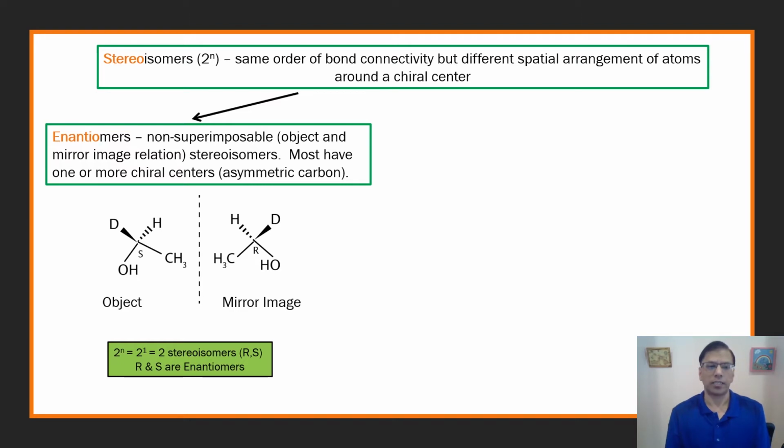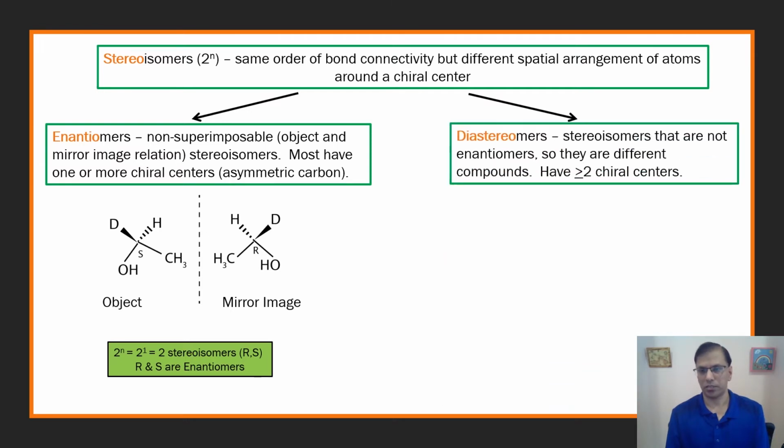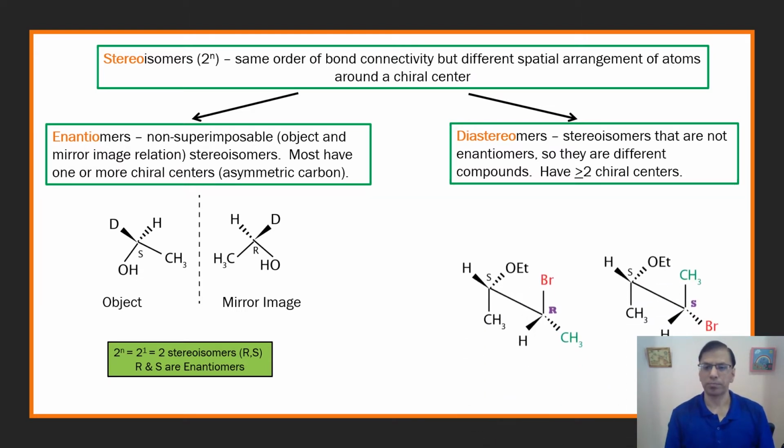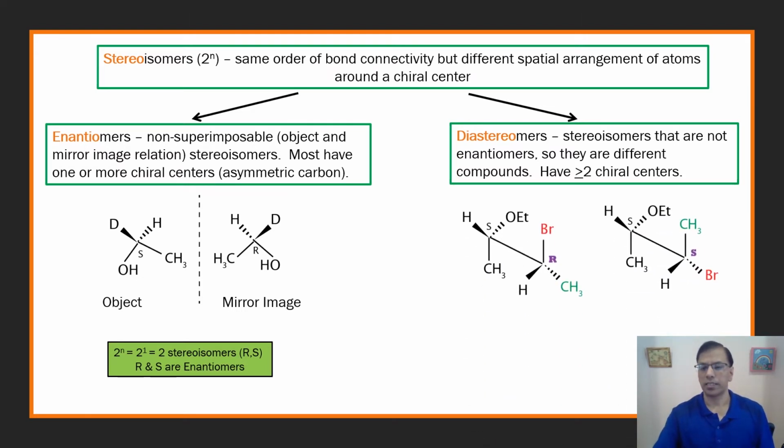So stereoisomers that are not enantiomers are called diastereomers. And diastereomers have 2 or more chiral centers. So this is an example of a diastereomer. It has 2 chiral centers, one right here, and this one is the second one. And you can see the absolute configuration at this chiral center is S. The absolute configuration at this chiral center is R.